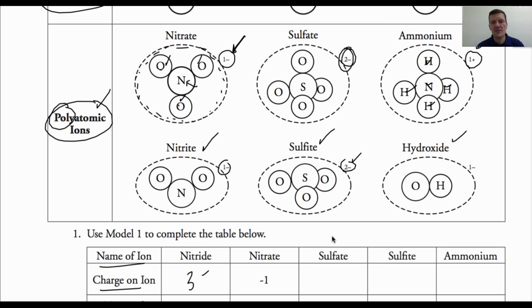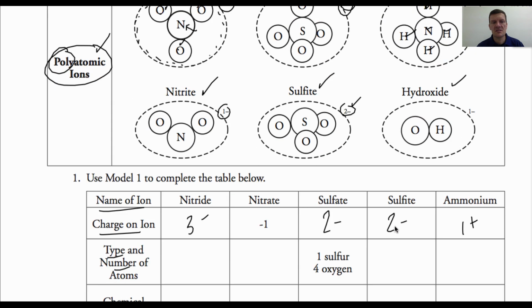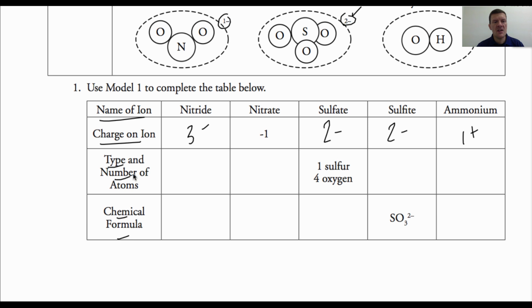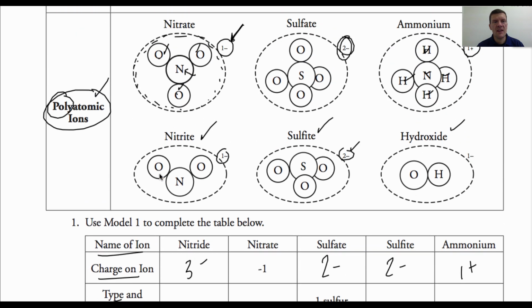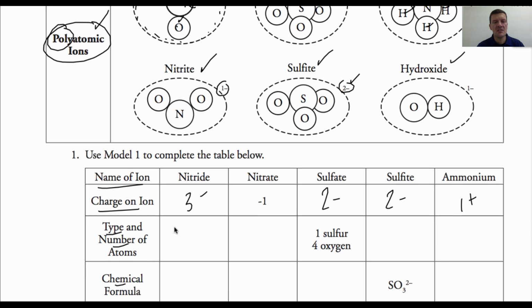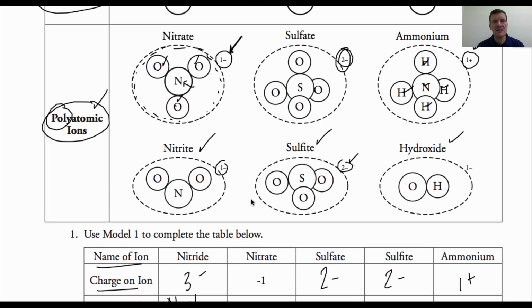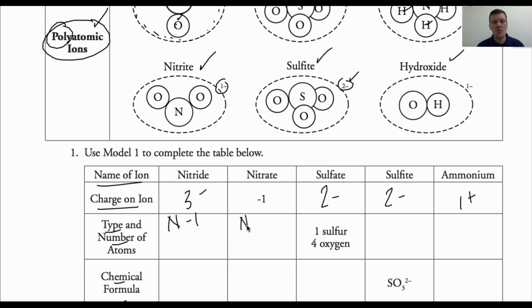Sulfate has a 2 negative, sulfite has a 2 negative, ammonium has a 1 plus, or just a plus. And type and number of atoms. So in this case, we just have nitrogen, and you've got 1. Nitrate has nitrogen, 1, and it's got 3 oxygen.